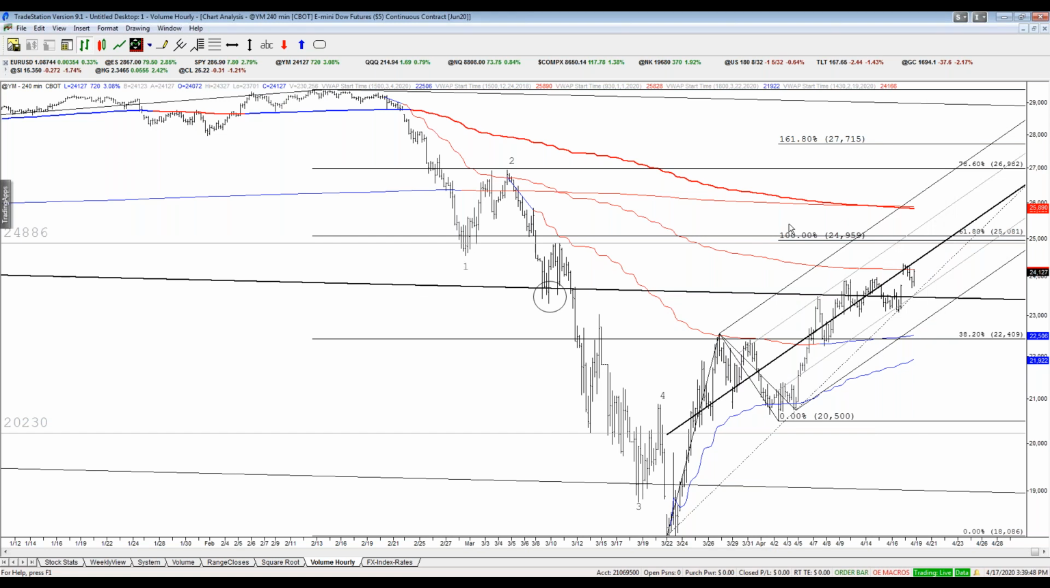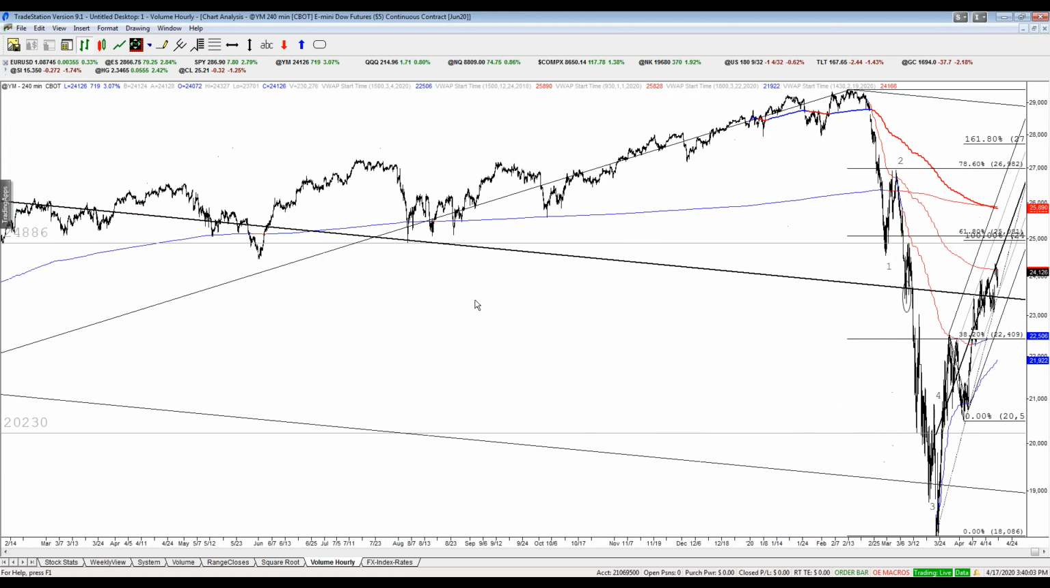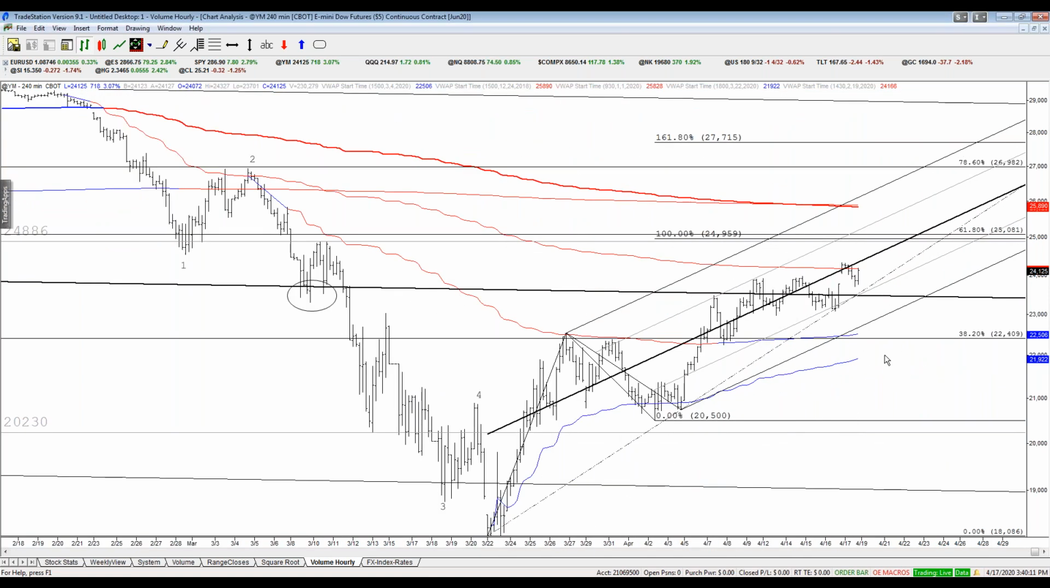Yeah, it's tough. It looks like the biggest level on a measurement basis. You can see two legs up is 24,959. 618 is 25,081. Those highs right there, right? So that's a big spot. It's also the low over here from August of last year. So, wow, yeah, huge spot up there for the Dow.